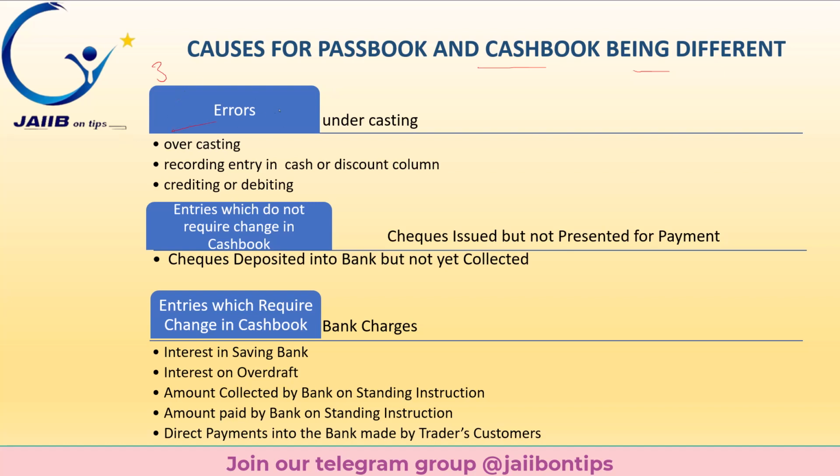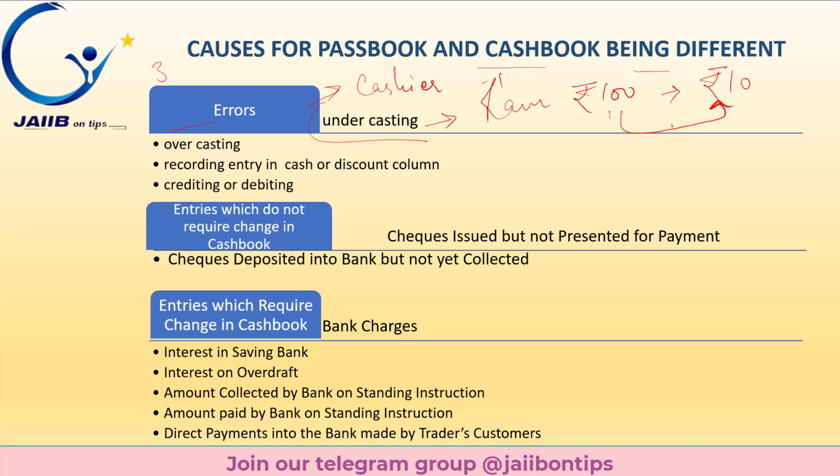First one is errors done by the cashier or any business concern, right? That are undercasting. Undercasting means if Ram deposited rupees 100 and it is mistakenly written as rupees 10, then this is undercasting. It is either done by the cashier or any business concern who is making the cashbook, right? It is done by anybody. So this is undercasting if we write less amount than the actual amount.